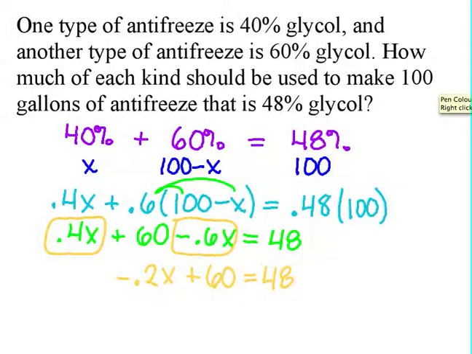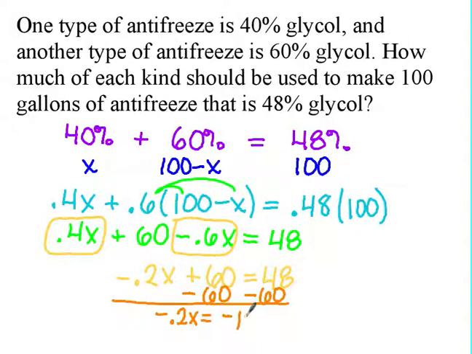How do you solve it now? Subtract 60. Good job. And so I get negative 0.2x equals negative what? 12.